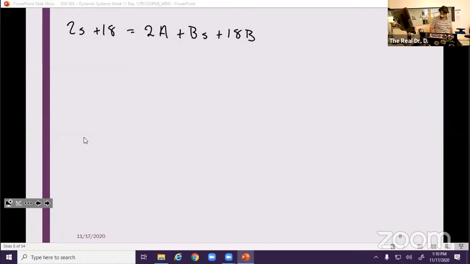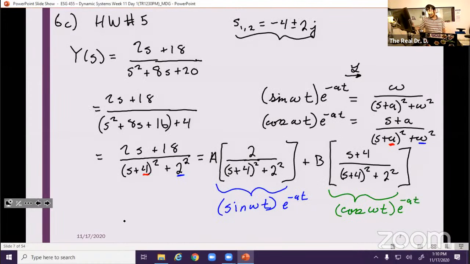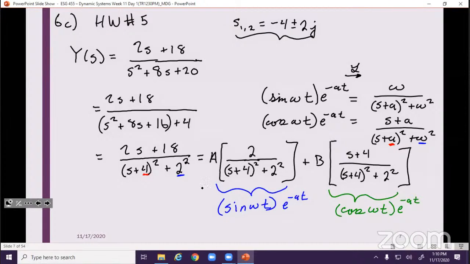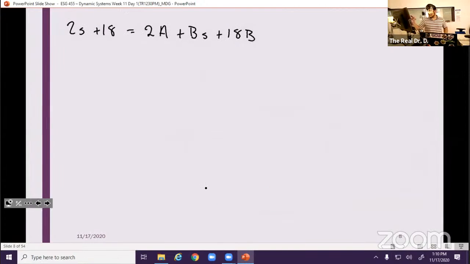All I've done is I've taken this equation over here. I've taken this b, oh, it shouldn't be 18, oh, it's bs plus 4. Please hold. I don't know why I wrote 18. Dr. D, stop not looking at your notes and trying to do this from memory. That's so much cooler if you can do it from memory.